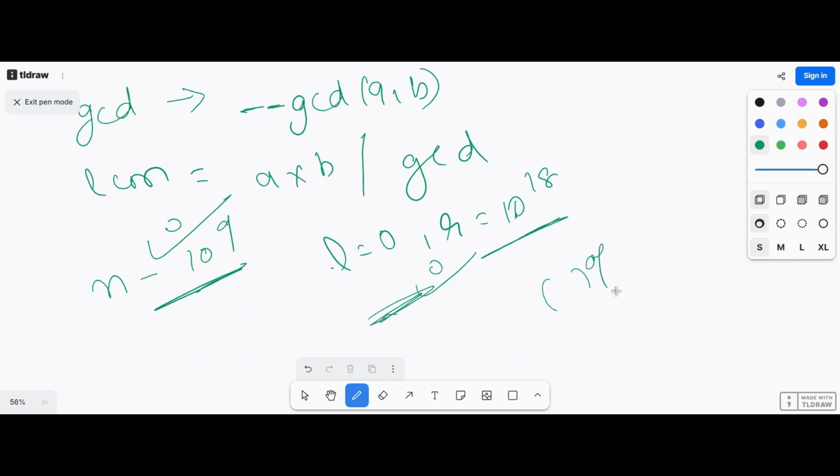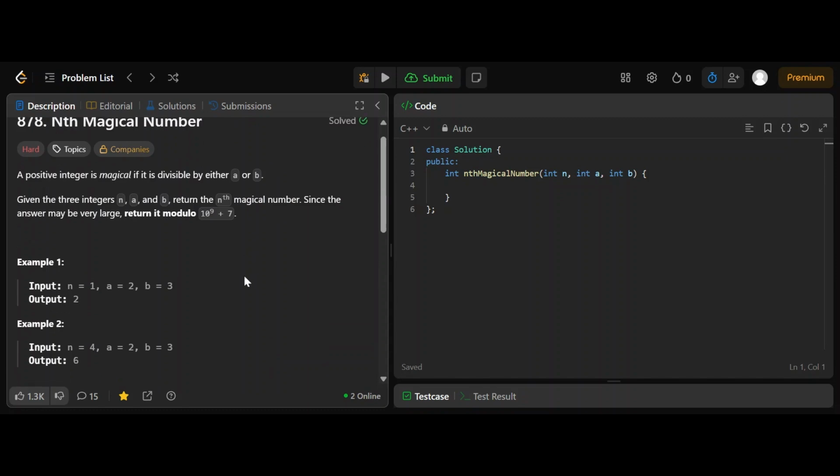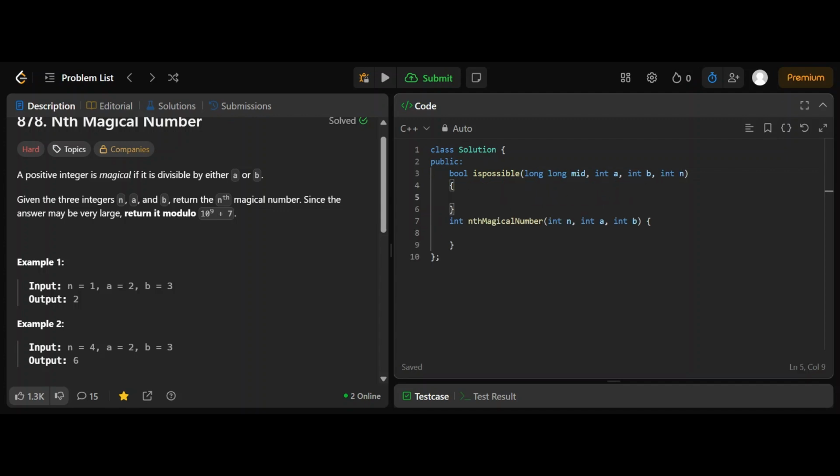But every time we find the solution, we will do it modulo 10 raised to 9 plus 7. I hope you got my point. And we will take everything as long long. So let's just quickly solve this. First, let's make this isPossible. We will be given mid, not int, it will be long long. Long long mid and then int a, int b and int n, because these three will be integers as given.